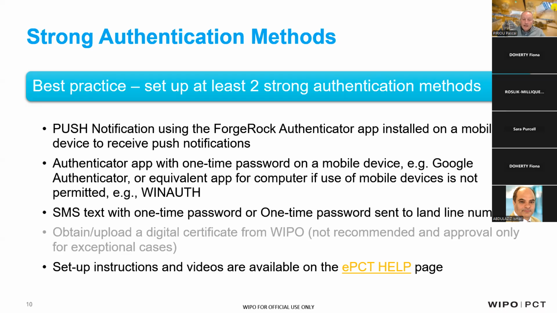Then you can also use the SMS text message for one-time password. It will also work with a landline phone number, provided that it's a direct phone number. In such a case, you will receive a phone call from WIPO saying this is your one-time password 123456. Then we will have instructions on how to set up these different strong authentications. I'm not going to talk about WIPO digital certificate because we are trying to get rid of them and we no longer approve them.